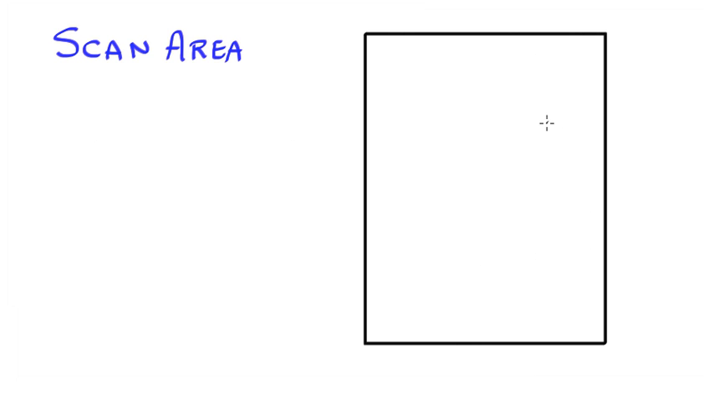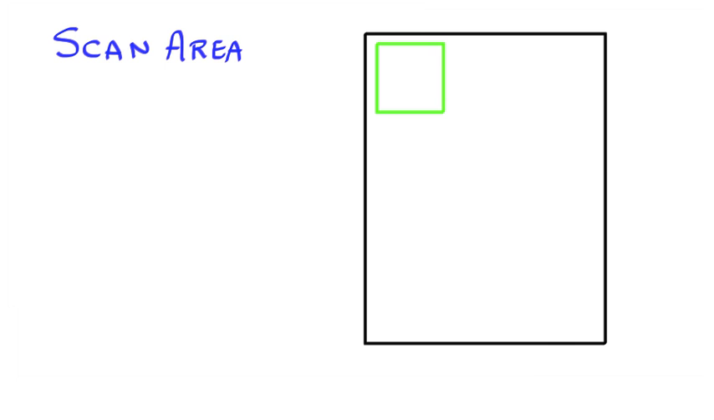Alright, so let's first take a look at the relationship of scan area and how it affects different items. And what I mean by scan area is the area of what we're scanning. So if this represents my object that I'm scanning, maybe I'm only going to be scanning a portion of that image. So maybe I'm scanning that much of the image. That is going to determine in part the file size.